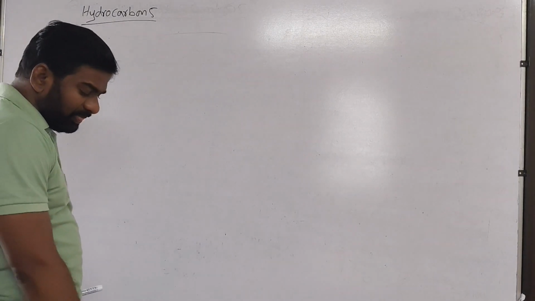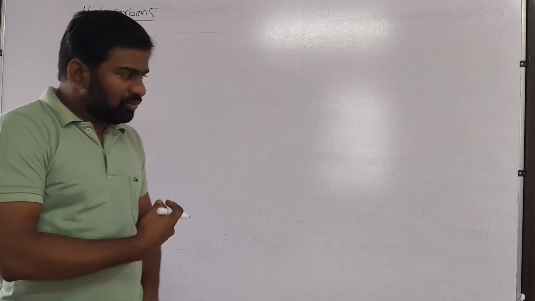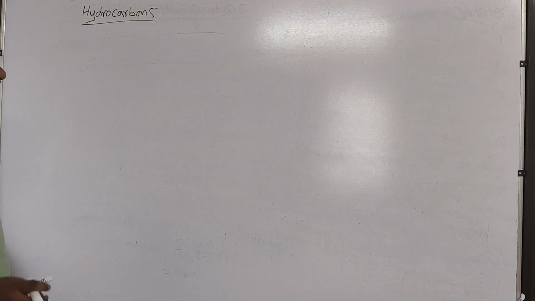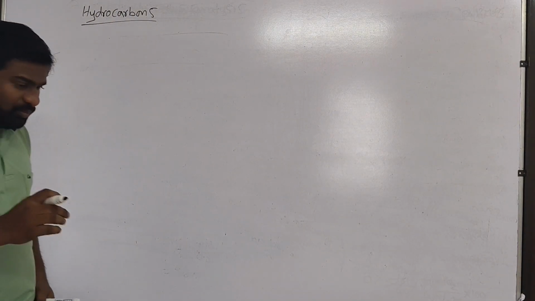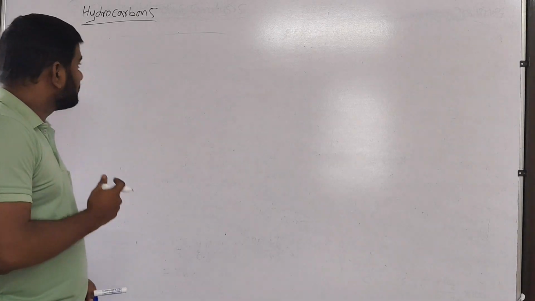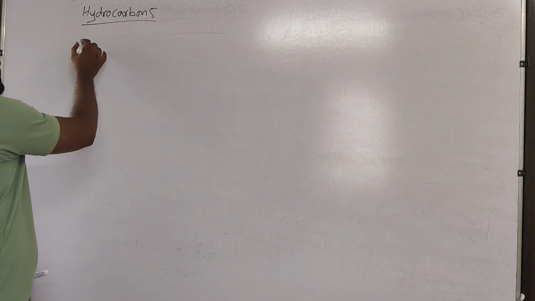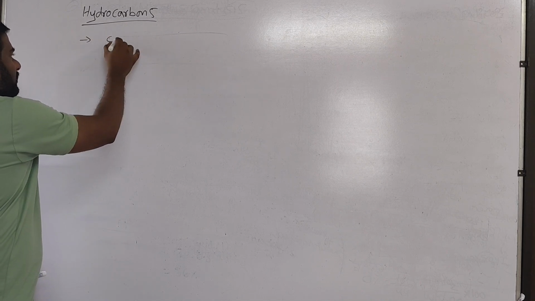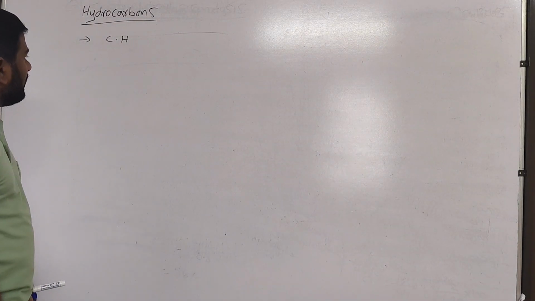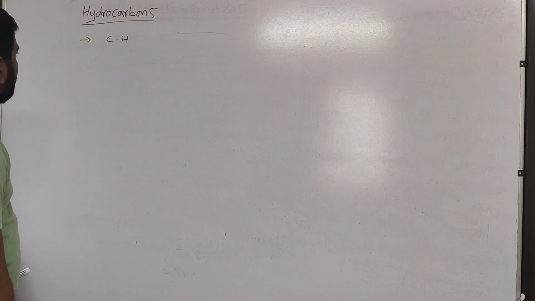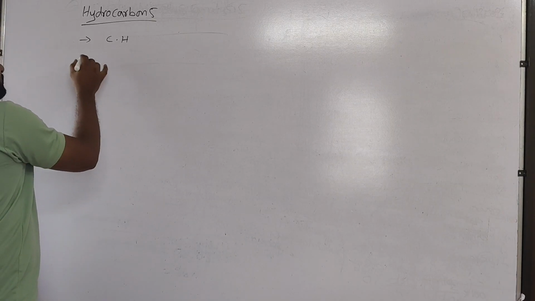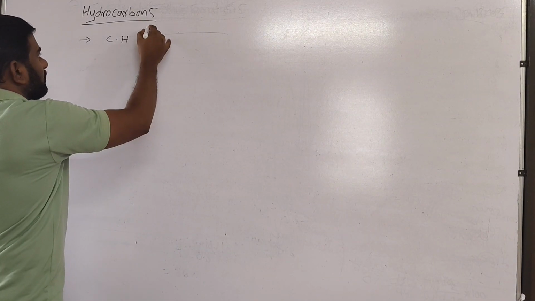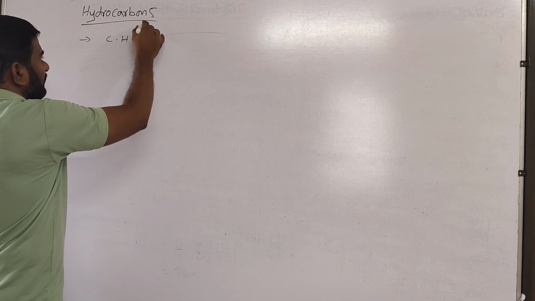Hydrocarbons, the name only it is there. The definition of hydrocarbons is the organic compound containing carbon and hydrogen is called hydrocarbon. Carbon and hydrogen containing compounds are called hydrocarbons. These hydrocarbons are again classified into different types.